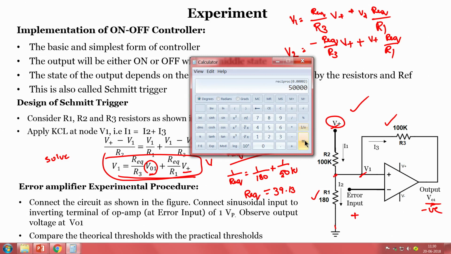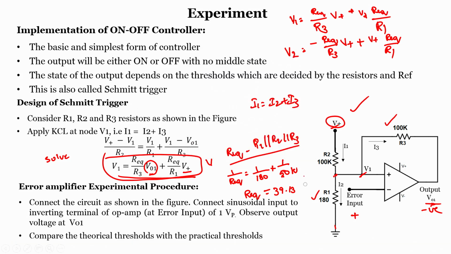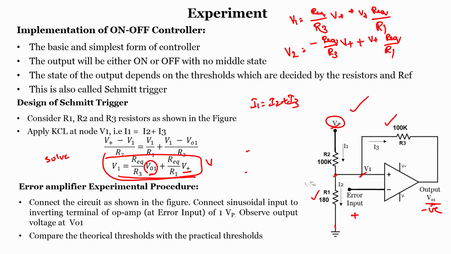So, 1 by x. This is 50 K. So, 1 by 50 K. Now, we need 1 divided by 180 plus 1 divided by 50 K. So, it is 0.0055. So, the answer inverse will be R equivalent, 179.35, approximately equal to 180 ohms. So, R equivalent is 180 ohms. Now, we need to find out the V1 and V2 thresholds. Let me erase it. So, we understood the R equivalent value, which is 180 ohms.